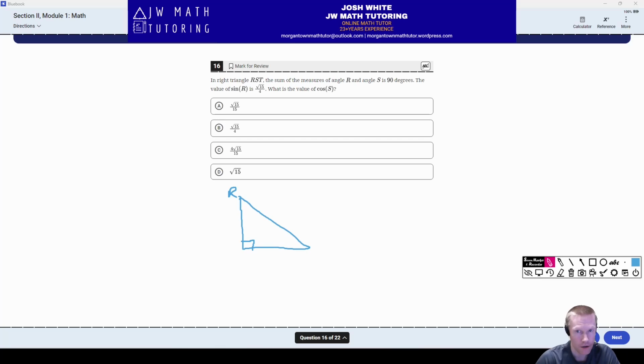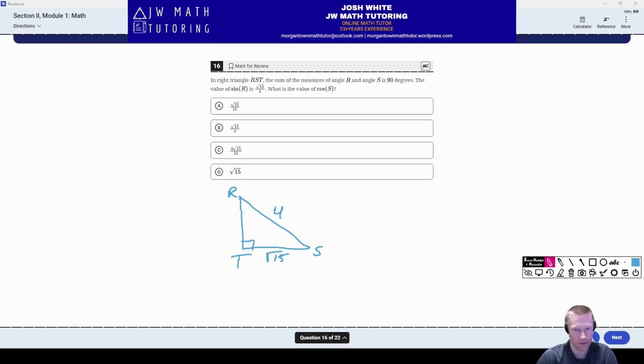So we have our angle S here is, let's see, no, angle T is the 90-degree angle because it tells us R and S, the sum of them is 90. So they have to be the two acute angles. All right. So sine R, which is opposite over hypotenuse. Opposite root 15, hypotenuse is 4.